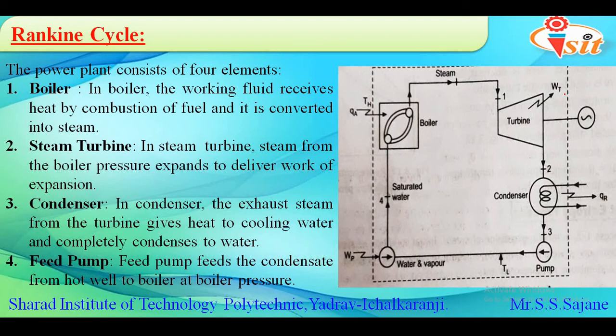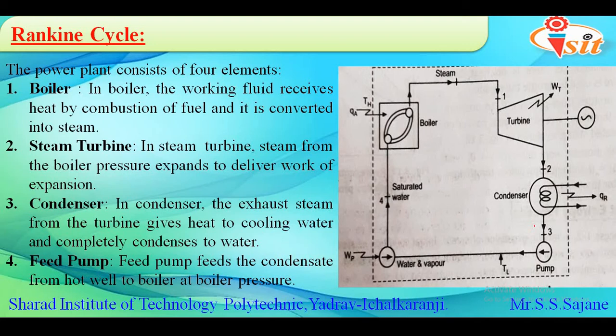After steam turbine, whatever the output of this turbine, it is provided to the condenser. Thus in the condenser, the exhaust steam from the turbine will give away the heat to the cooling water, and it will be completely condensed into water. So in case of condenser, we are just circulating the cold water, and with the help of this cold water we are trying to cool the exhaust of this turbine, so that the condensate, that is the output of the turbine, is completely converted into water.